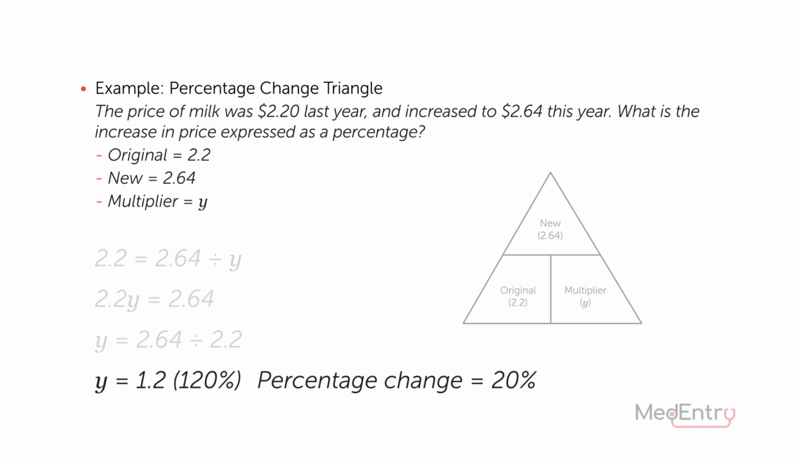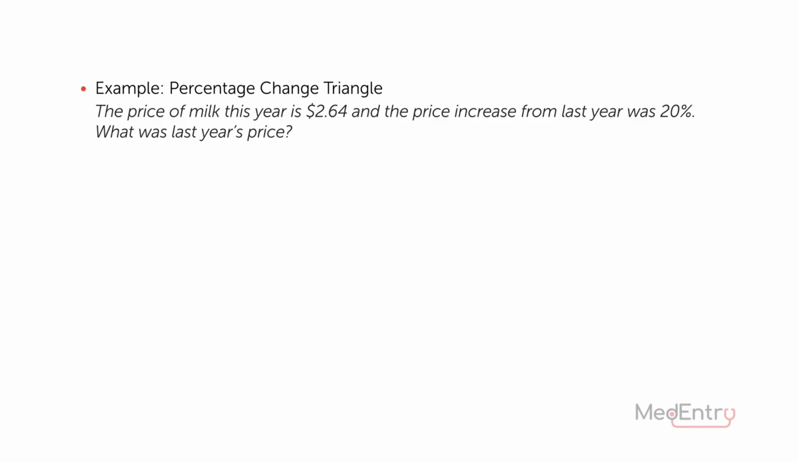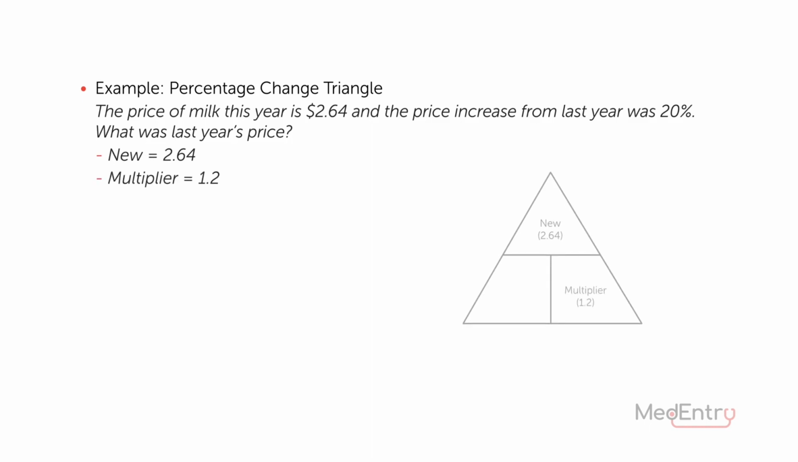Let's now use our triangle to find the original number. We'll consider the same example expressed in a different way. Say the price of milk this year is $2.64 and the increase from last year was 20%. We want to find last year's price. The new price is 2.64, the multiplier is 1.2, and the original price is the unknown, which we'll call y. Using our triangle, the equation will be y equals 2.64 over 1.2, so y equals 2.2. Therefore, last year's price was $2.20.